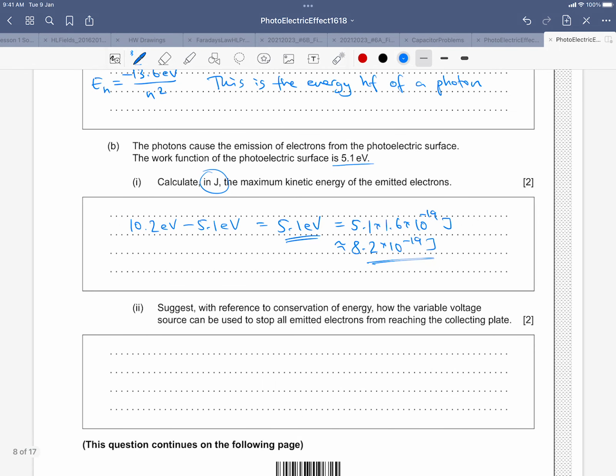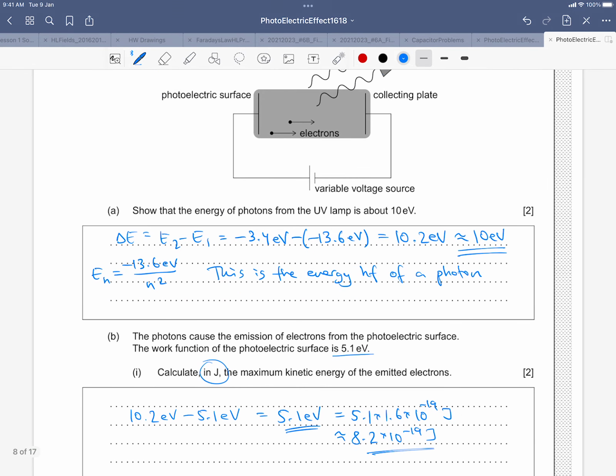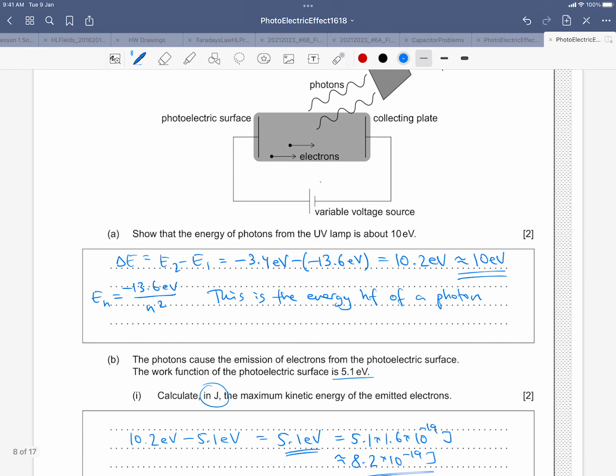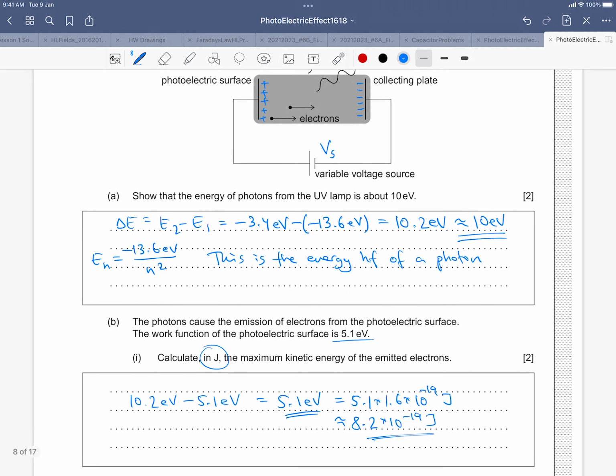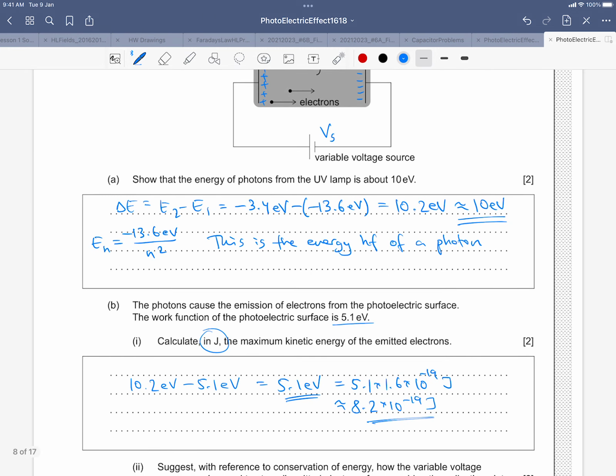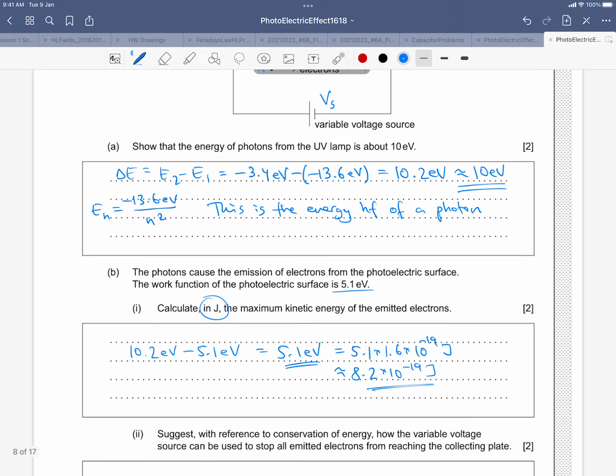How the variable voltage source can be used to stop all. Okay, so this is of course about the stopping voltage, the idea that if we make this plate over here negative and this positive, then we make it harder for the electrons to reach the collecting plate. They have to overcome an additional potential difference, and the voltage that just stops the current completely is called the stopping voltage. That's the minimum amount of voltage required to stop it.